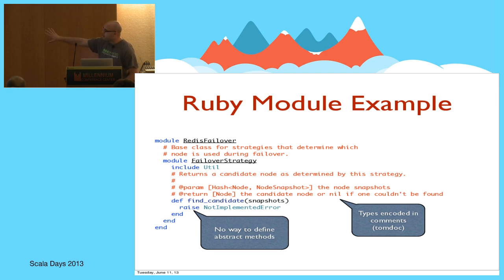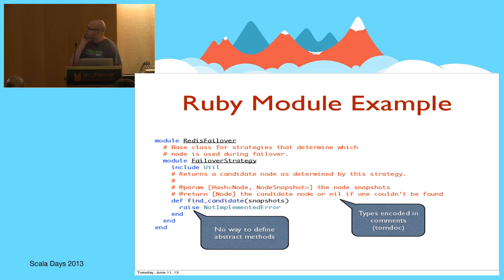So the types are embedded in the comments, which is pretty brittle, right? Because if you refactor your method or you introduce a new argument type or you change the type, you have to also update the comments. And comments are pretty easy to become stale. There's also no way to really define abstract methods in Ruby, right? So you find this pattern where you're raising a not implemented error. It's really the only way to enforce that you should implement this method when you extend this module.